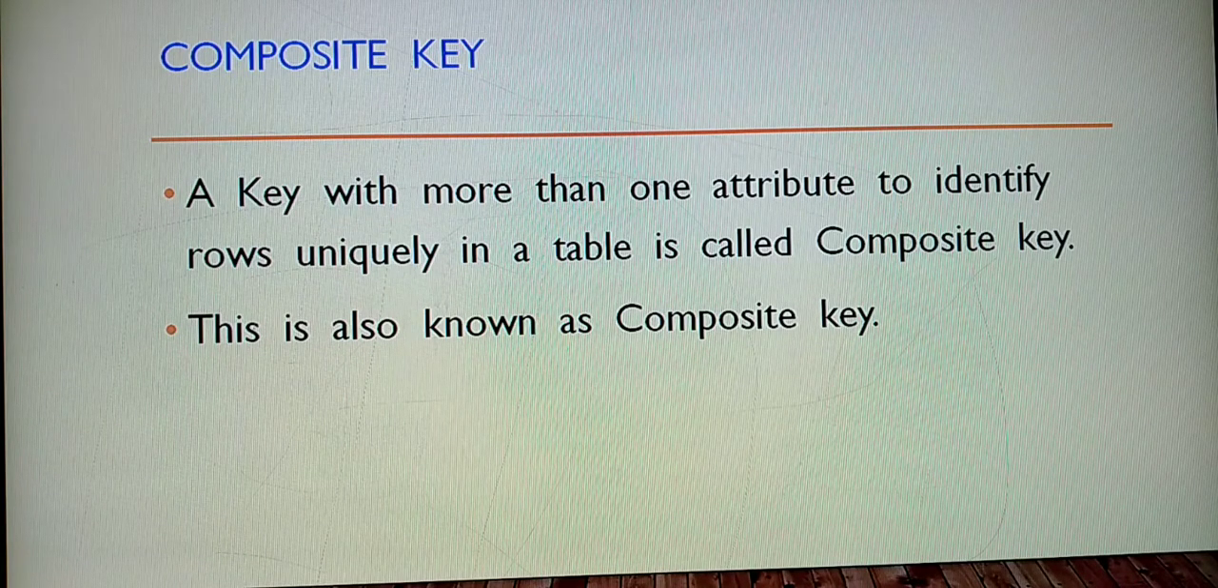A composite key is a key with more than one attribute to identify. Why are these attributes combined together? Just to identify one row. Many attributes in a table are combined together, so that is called a composite key. So clear with this one? The composite key is a 2-mark question for you.